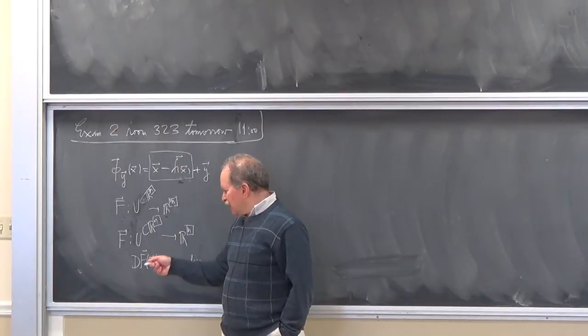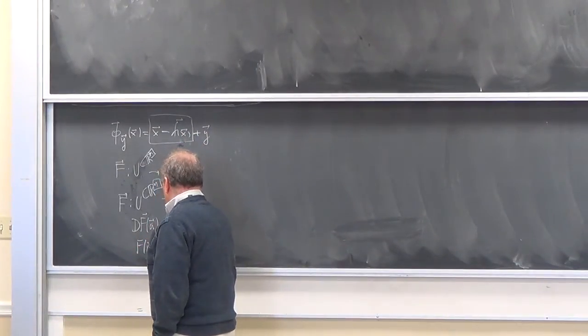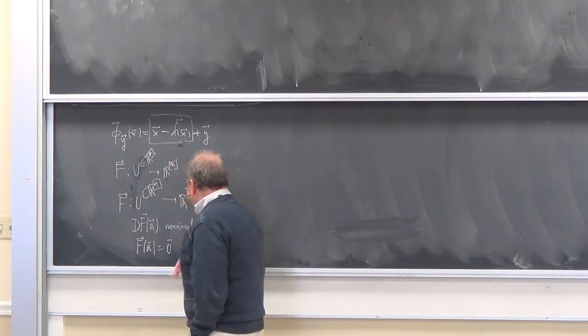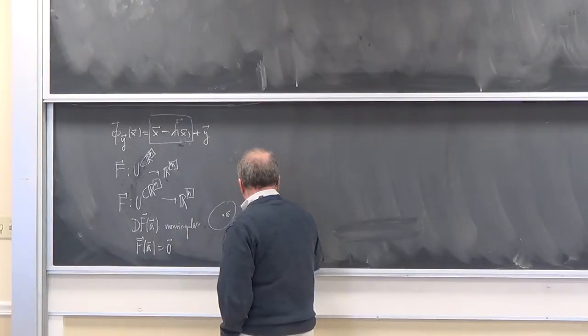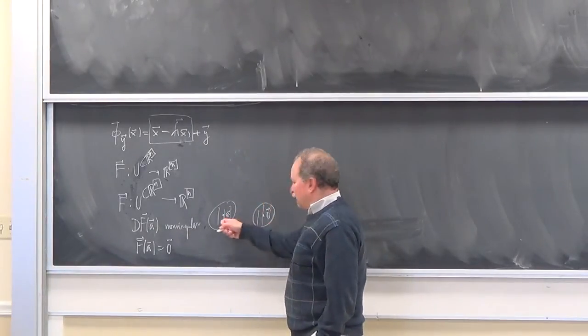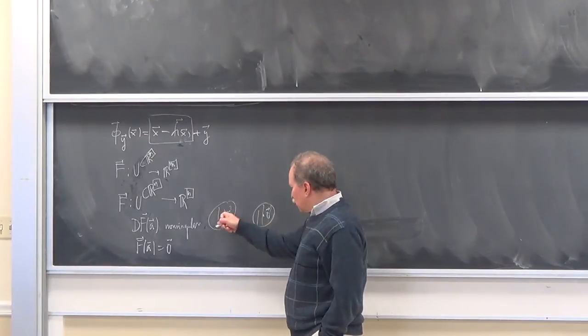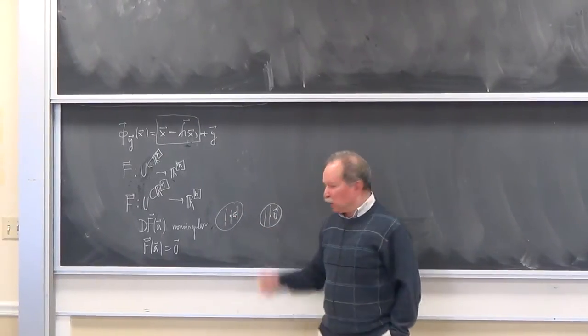No, it's because if f of A is 0, and you have a neighborhood on which the function is invertible, then that means the function is 1-to-1 on that neighborhood. So there's only one point that goes to 0. So locally that's the case.